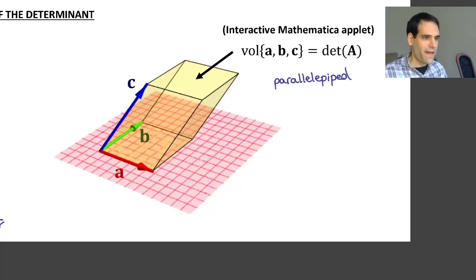Okay? Now, the sign of the determinant depends on whether A, B, and C form a right-handed triplet, so A cross B is in the direction of C, or if it's a left-handed triplet, so if A cross B is not in the direction of C, then it will be a negative determinant. Okay? But this means that we can say several things about the determinant just by looking at the columns. And for that I have prepared an applet, so let's have a look.